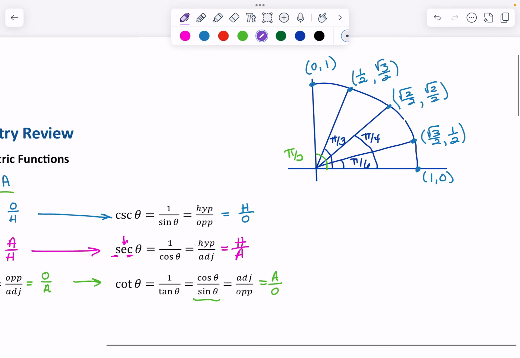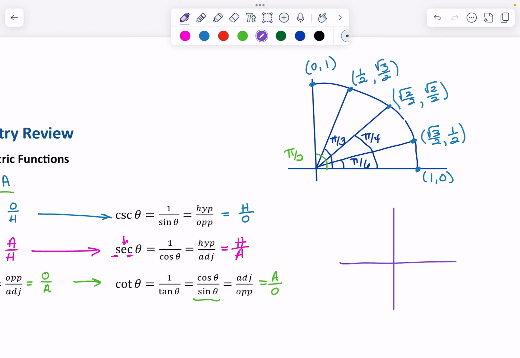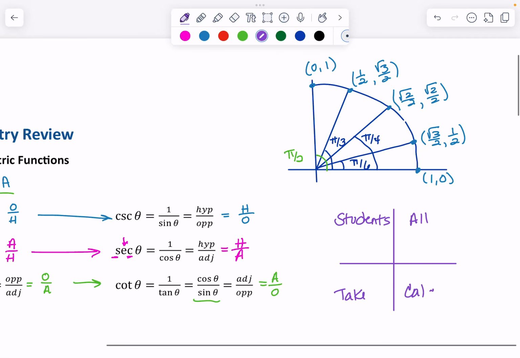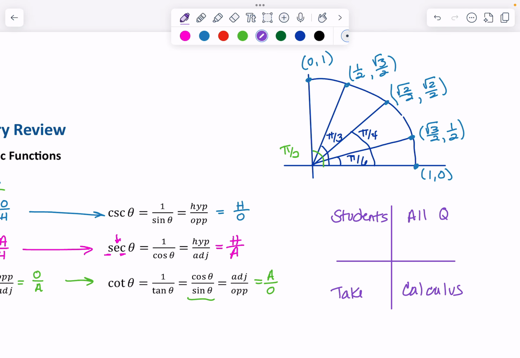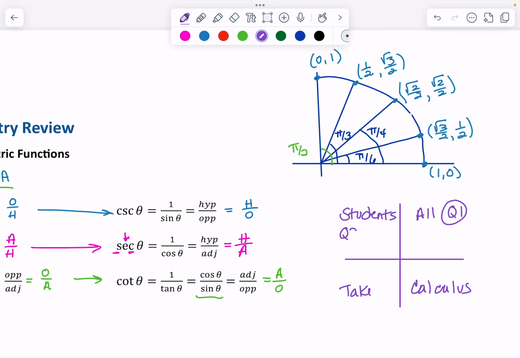And finally, the last thing I want to talk about real quick is, remember, we can tell the sign of various functions by using the phrase "All Students Take Calculus" and looking at the quadrant we're in. So this right here is quadrant 1. This right here, over here, is quadrant 2.